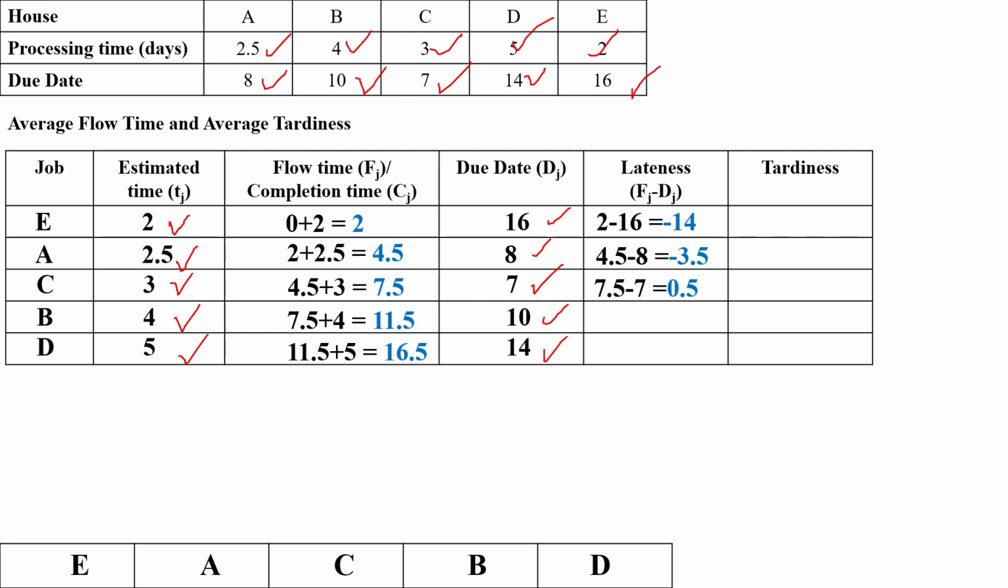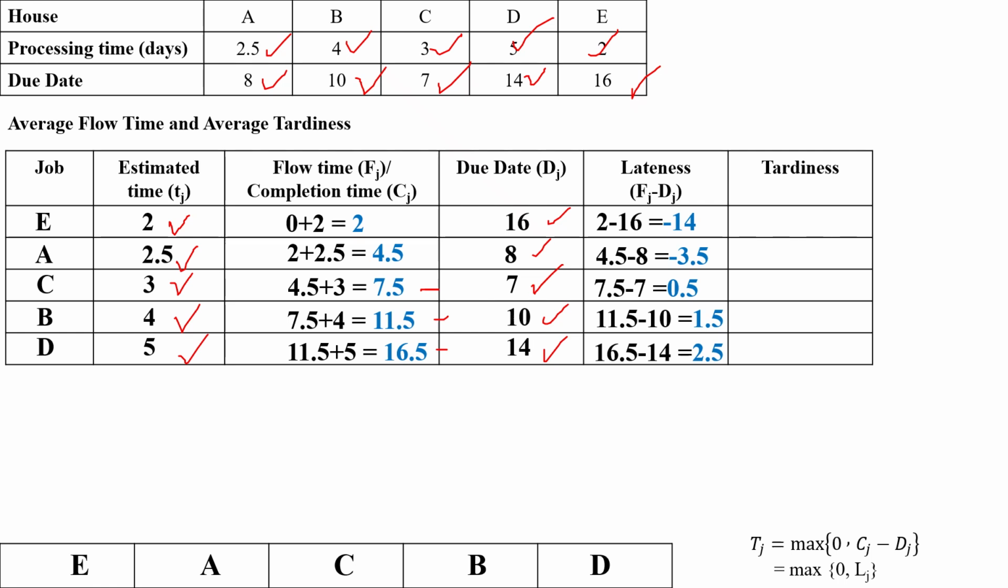Next, for job C, 7.5 minus 7 is equal to 0.5. Next, for job B, 11.5 minus 10 is equal to 1.5. Next, for job D, 16.5 minus 14 is equal to 2.5.